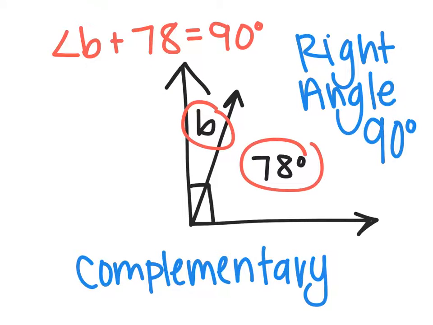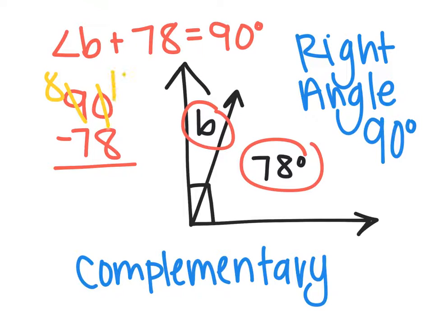So to figure out B, we're going to do the opposite of addition and we're going to do some subtraction. So we're going to take 90 minus 78. Okay, 0 minus 8, I can't do that. I got to go next door to my neighbor and borrow. This is going to become a 10. I'm going to regroup. 10 minus 8 is 2. 8 minus 7 is 1. So that tells me angle B equals 12 degrees.